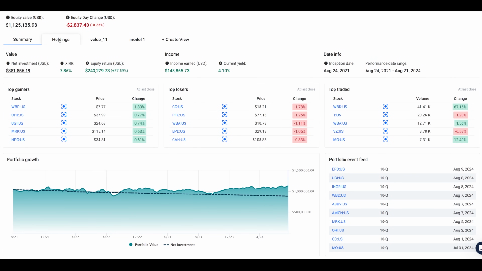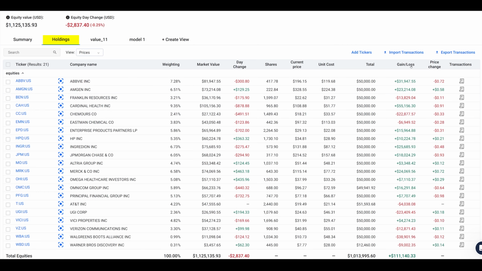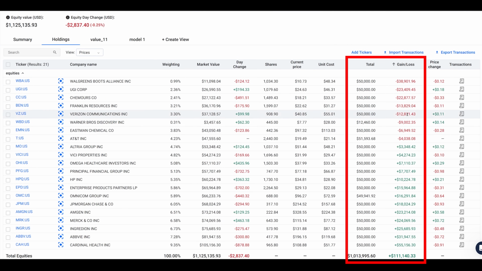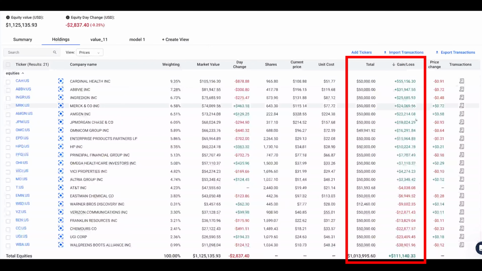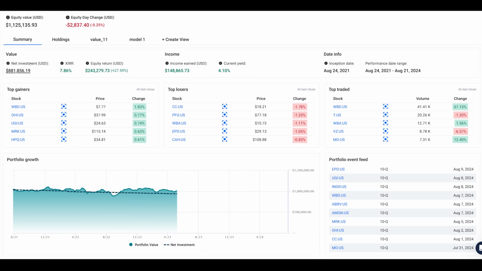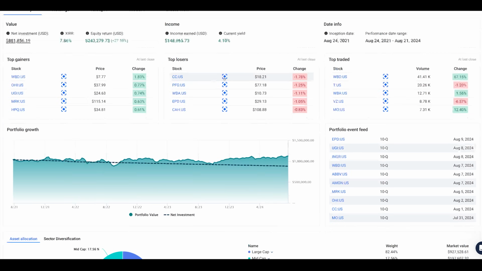I can also go into the holding section. This was the summary section. I can go in the holding section here, and this can give me the gains and losses. And I do want you to note that there were 3 or 4 stocks that had, well, I'll say substantial losses. Originally, they were $50,000 investments roughly, and some of them are down substantially, like Walgreens, which was a mistake, and we'll cover that later. But then as far as the gains, you had some that had, like Cardinal Health, that had significant gains. And that's what gave us this overall 7.86 rate of return and the high yield.